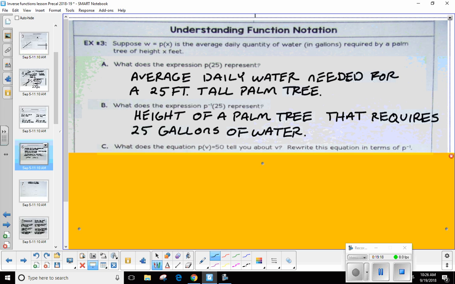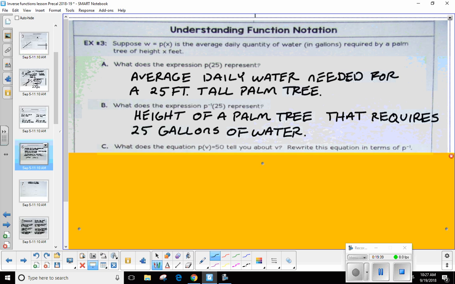Okay. So let's put that together in a sentence. He's saying that V represents the height of the tree, and that 50 is the number of gallons we need. Would you agree with that? So someone give me a statement. Stephanie. Okay, there you go. Perfect.